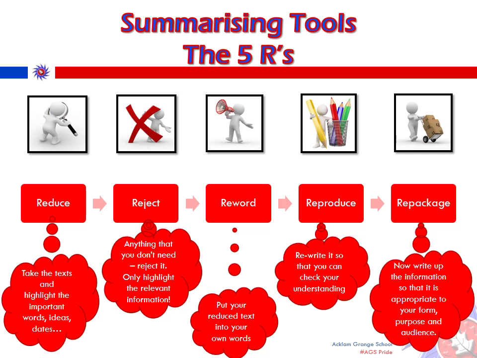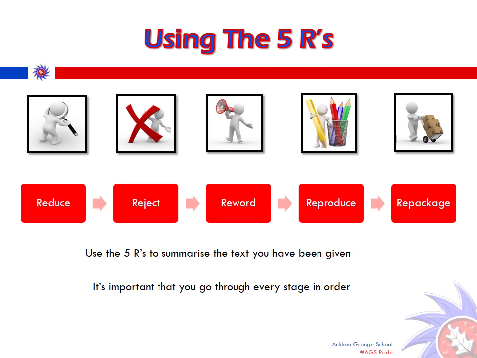So we're suggesting at Acklam Grange School that to summarise a text you use the 5 R's. You reduce, reject, reword, reproduce and repackage. And if you look at the screen you can see that the bubbles tell you what each of those R's mean. So you use the 5 R's to summarise the text you've been given, and it's very important that you go through every stage in that particular order.